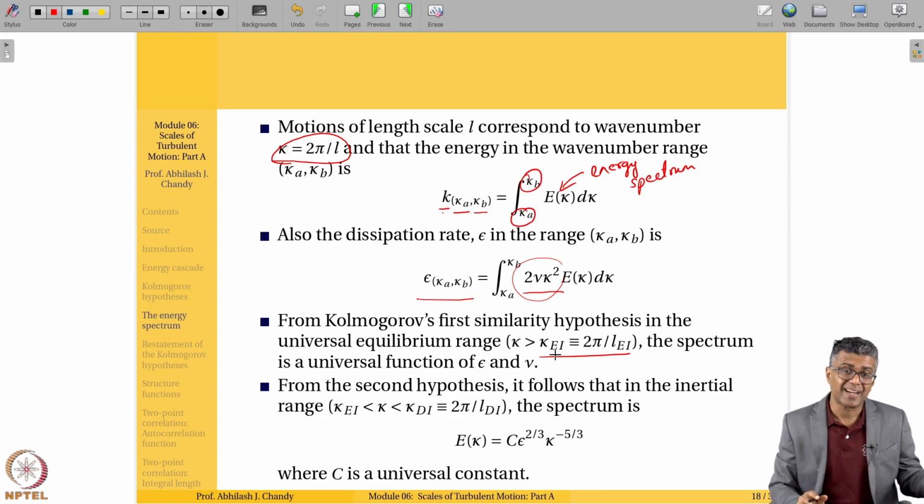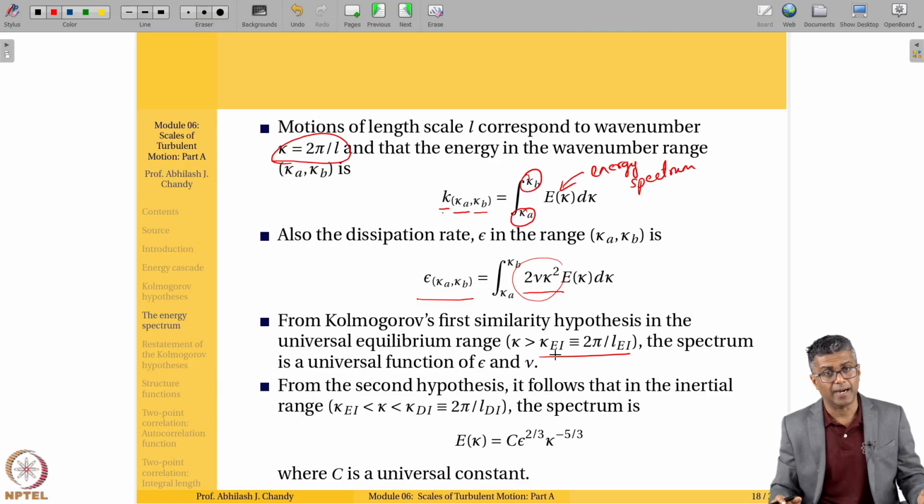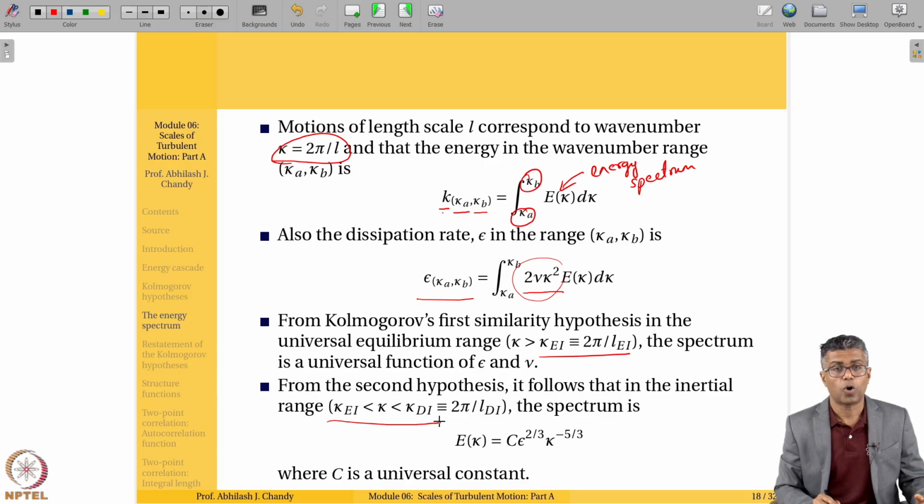Next, from the second similarity hypothesis, or Kolmogorov's third hypothesis, we know that in the inertial subrange, that is L less than L_EI and L greater than L_DI, so kappa less than kappa_DI or kappa greater than kappa_EI, which is, by the way, equivalent to 2 pi over L_DI, the spectrum is E(kappa) = C epsilon^(2/3) kappa^(-5/3).